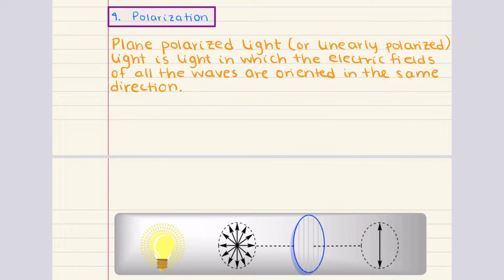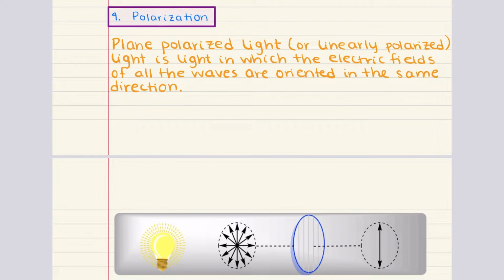Polarization refers to the orientation of light's electric field. Unpolarized light, such as light emitted from most natural sources, consists of waves with electric fields oscillating in all directions perpendicular to the direction of travel. Polarization restricts the orientation of these electric fields, creating different types of polarized light.